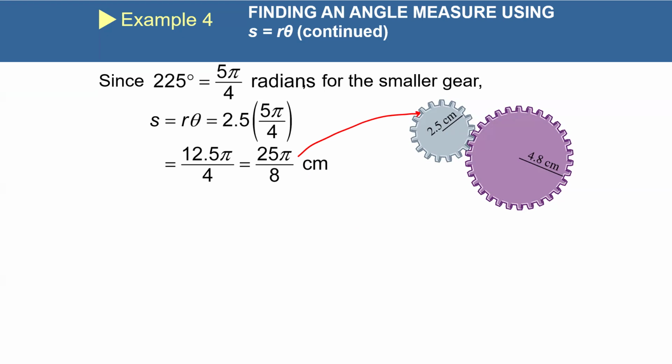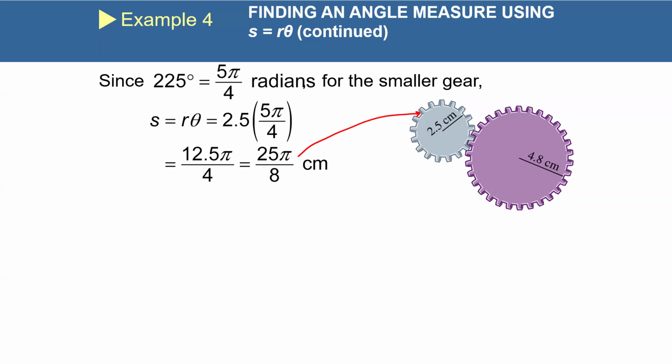The 12.5 part, it should not make sense. 2.5 times 5 is 12.5. And then you got 25 from that. 12.5 divided by 4. It's 25 eighths. 12.5 divided by 4 equals 25 eighths.